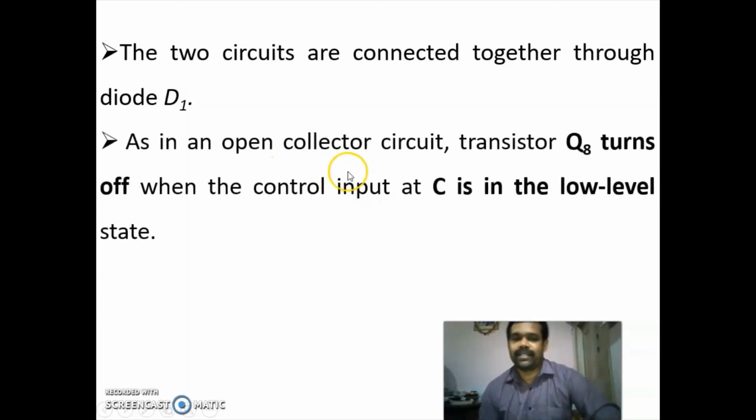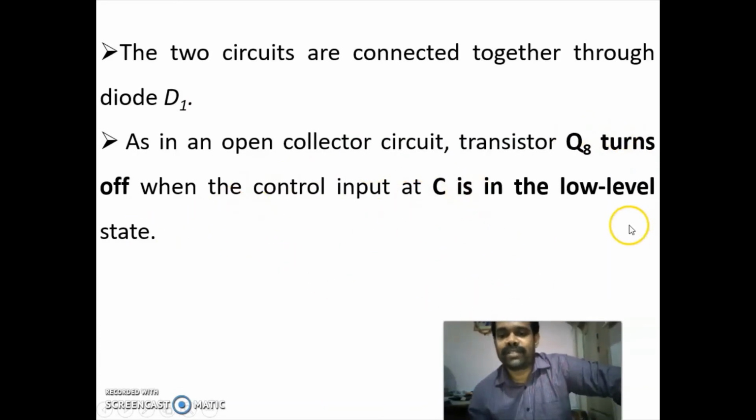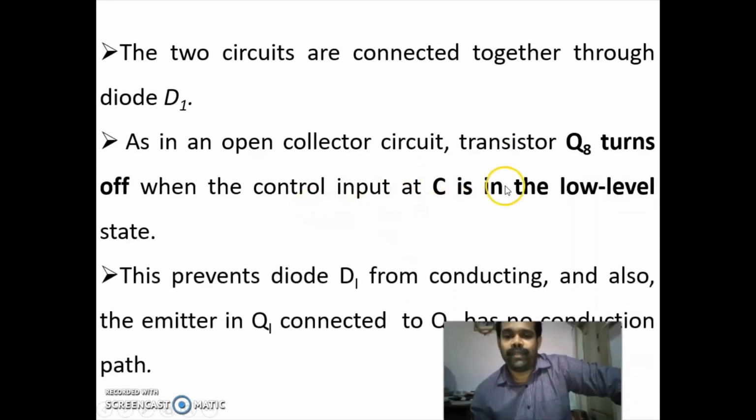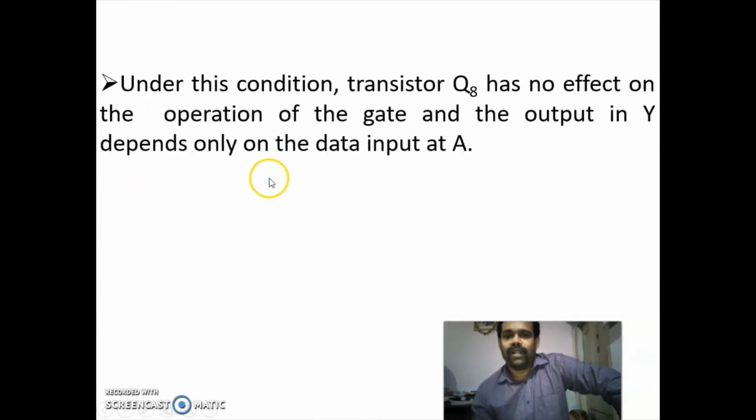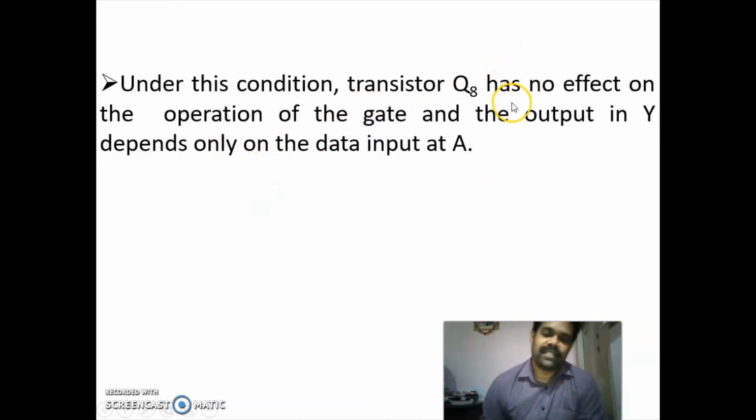So as in the open collector circuit, the Q8 transistor turns off when the control input is low. So when the control input is low, Q8 is off. And if Q8 is off, then the diode D1 will not conduct. So under this condition, the transistor Q8 has no effect on the operation of the gate, and the output Y is nothing but the complement of the input A.